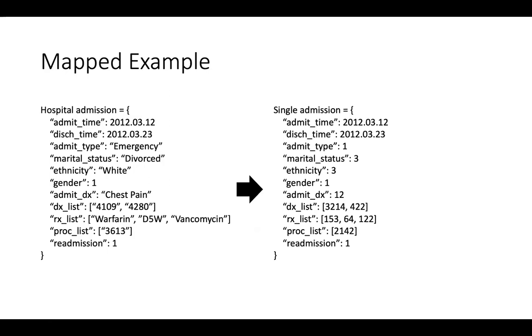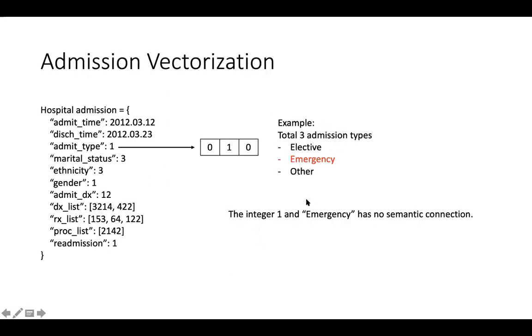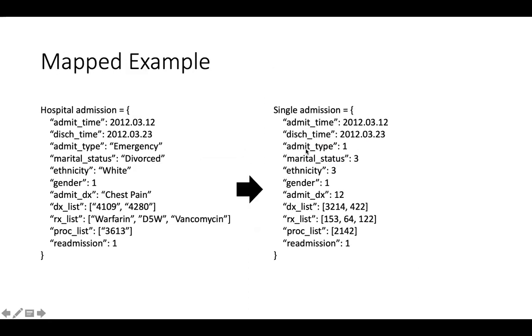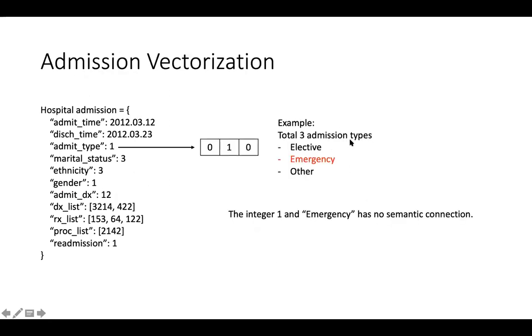No, integer types. Then what you would do is you would need to vectorize them. So again, excluding the time information. So admission type 1, this information here has to be converted to a vector so that you can plug them into your downstream machine learning model.